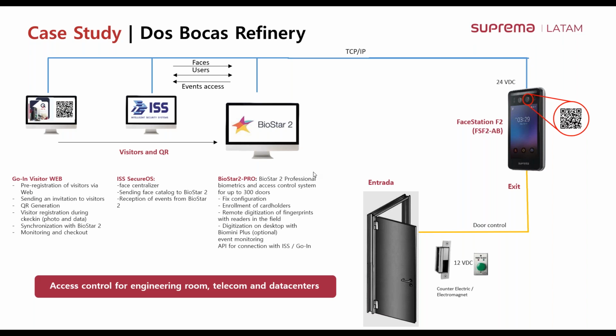Okay, so over here, the refinery called Dos Bocas in Mexico, where the partner integrated BioStar 2 with the visitor software and also with the Securos VMS, where, as you see here, the face station F2 QR code was scanned, and depending on that, either visitors or also the Securos face analyzer will relay some information to the access control system, and then the device will be opening the door or not. Okay, so like I said, the applications are endless.